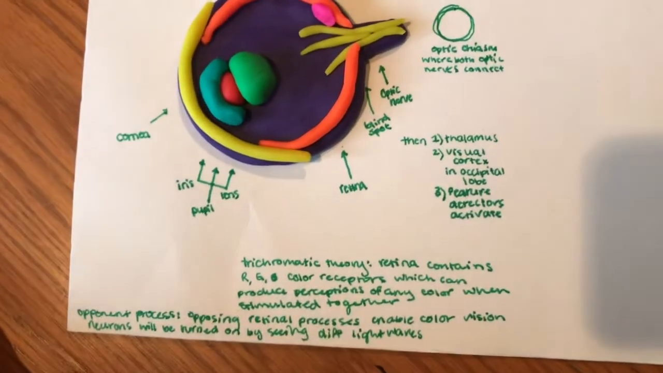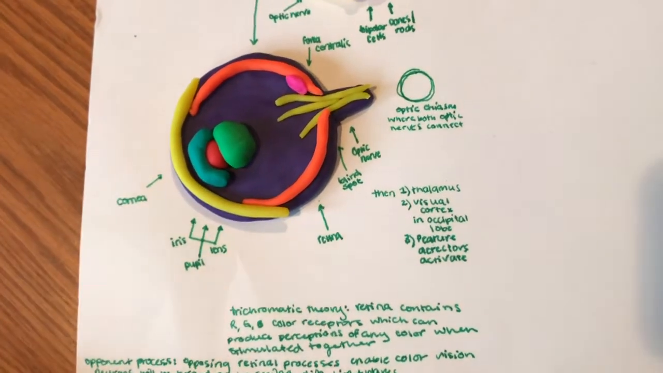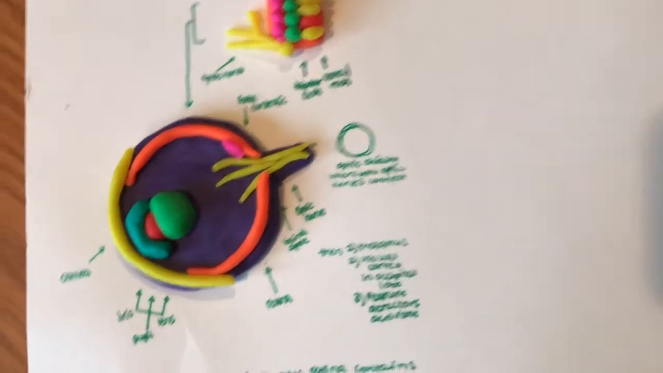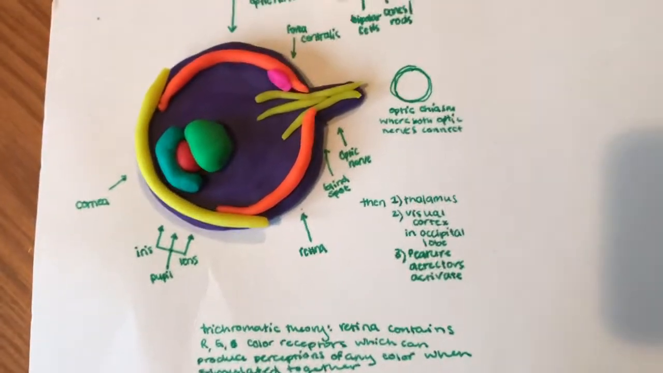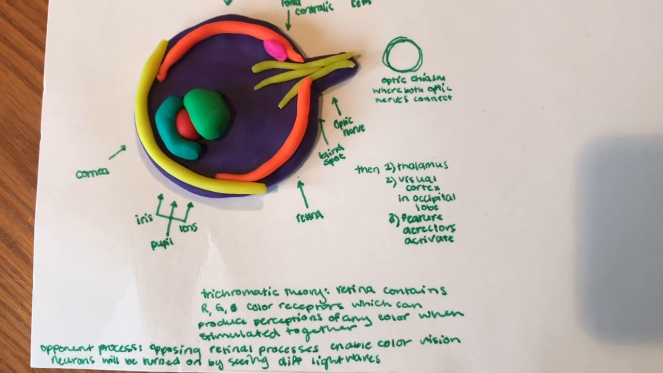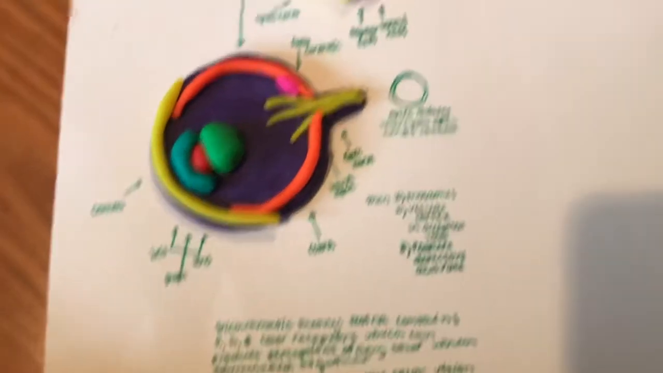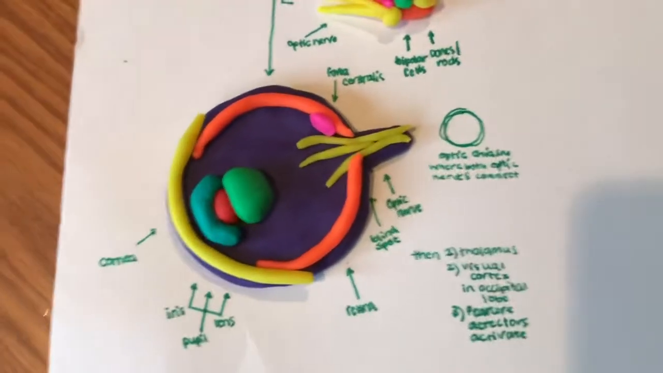And then the opponent process theory is where opposing retinal processes will enable color vision, and the neurons will be stimulated by certain light waves coming through when the opposite colors are stimulated.